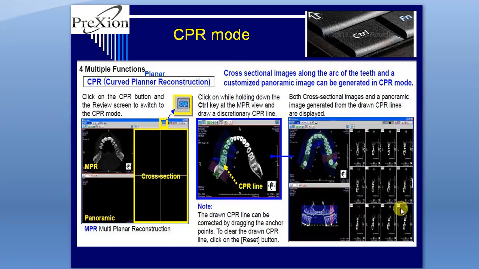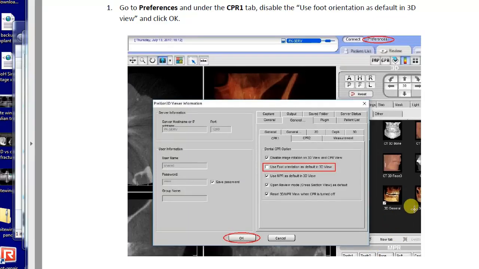Note the cross sections on the right panel. To employ the CPR technique for endo roots, first, when you load the study, go up to the Preferences tab, click it open, click CPR 1. Make sure the Use Foot Orientation is not enabled. Hit OK, and then exit out to make sure that it's saved.